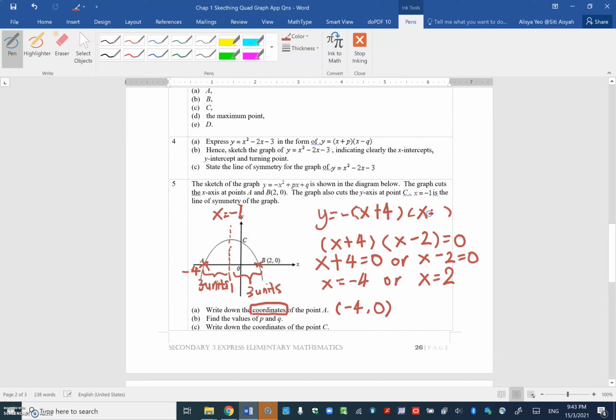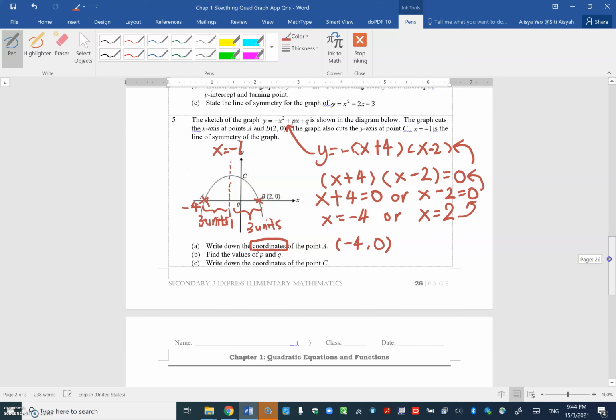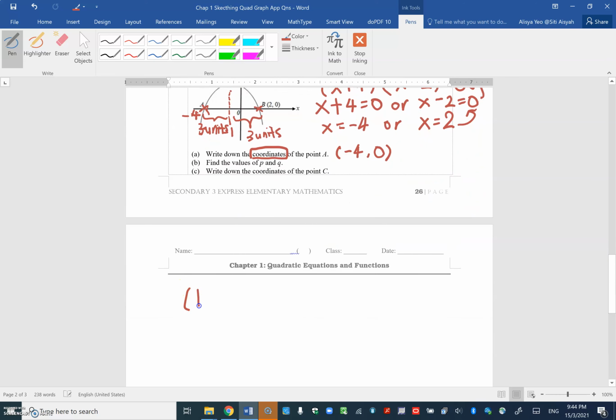So here, if you realize, we are working backwards, right? Backwards. So now you have the equation in factorized form. You got to compare it with the equation given. So in a way, what you're going to do is you're going to expand this. Okay, so for part B, I'm going to write my working here. I know that my equation is y equals negative (x plus 4)(x take away 2). So I will be expanding this.